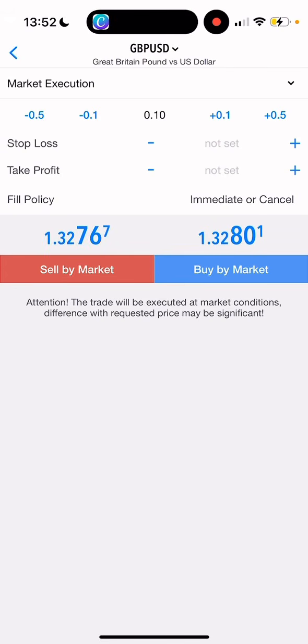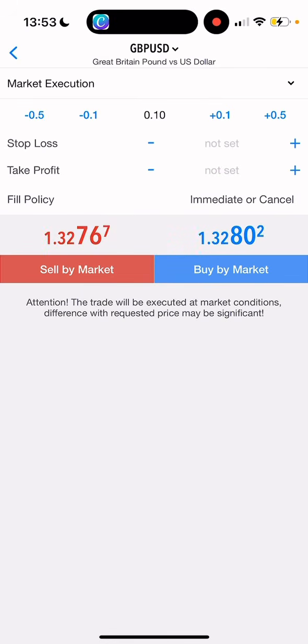Because we want to buy, listen carefully. When you are buying and they give you a signal that the entry is below the current market price, what you're going to do is set a pending order known as what? Known as your buy limit.